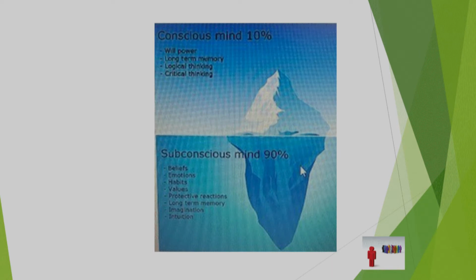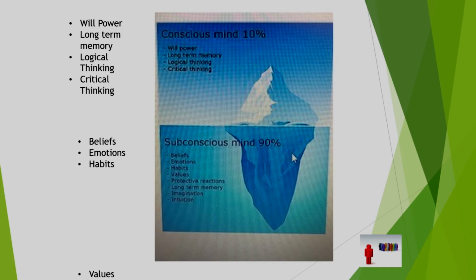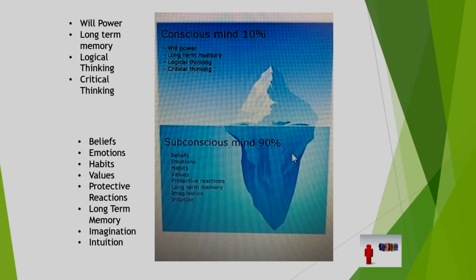The conscious mind, as I said, is memories, feelings, wishes that you're aware of right now. And when you dig deeper in your unconscious mind, it's coming from personal experiences. Your conscious mind is willpower, long-term memory, logical thinking, and critical thinking. Again, right now, how are you feeling? But when you dig deeper and you go deeper into the iceberg, it becomes your beliefs, your emotions, habits, values, protective reactions, long-term memory, your imagination, and your intuition. All of those are reservoirs of experiences.